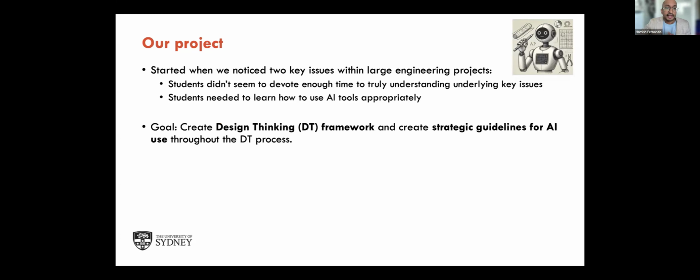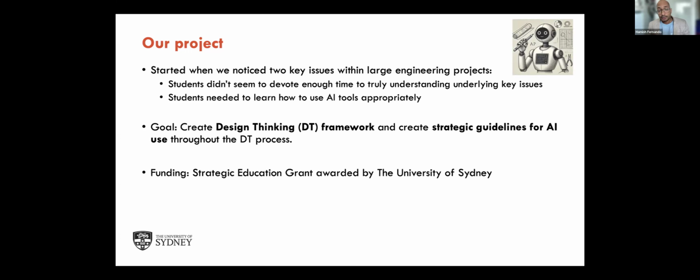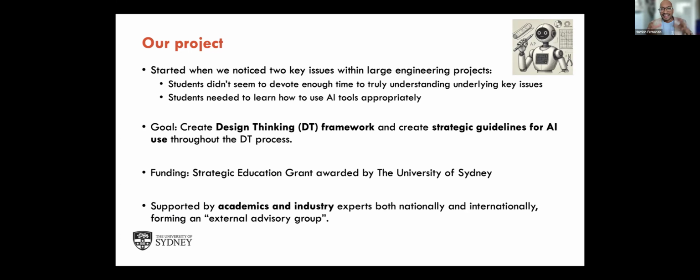So we decided to change up our projects a bit, starting with a pilot project in one of our units by incorporating design thinking frameworks to centralize the user needs and to add strategic guidelines on how to use AI throughout this design thinking process. This was enabled by funding that we got from the University of Sydney, a strategic education grant, and was supported by an external advisory group, because a lot of the things we were doing in this project were relatively new to us, all right? So we needed as much help as we could get.